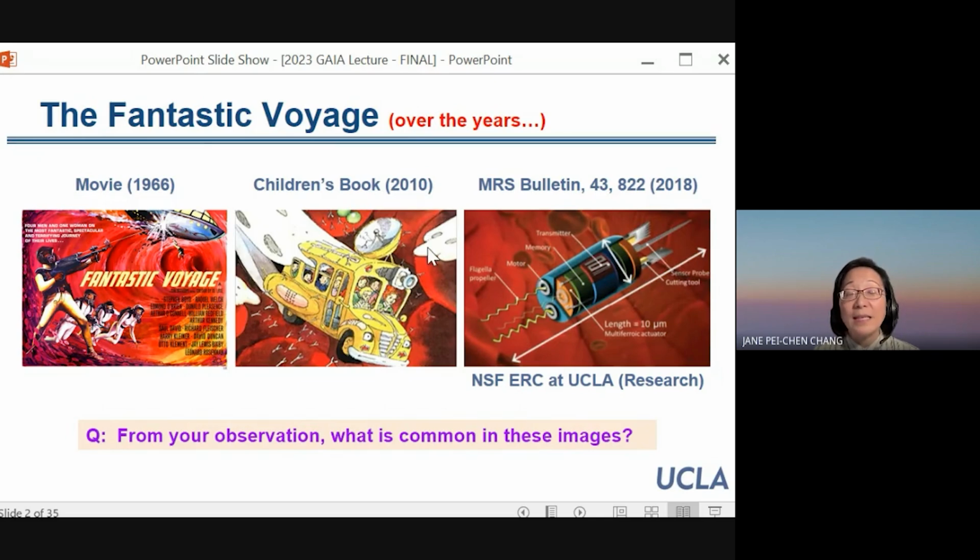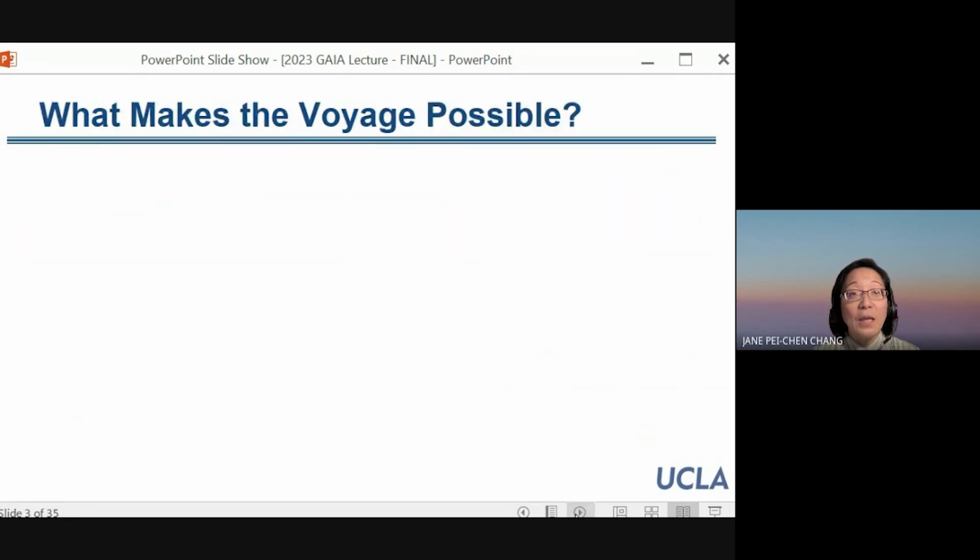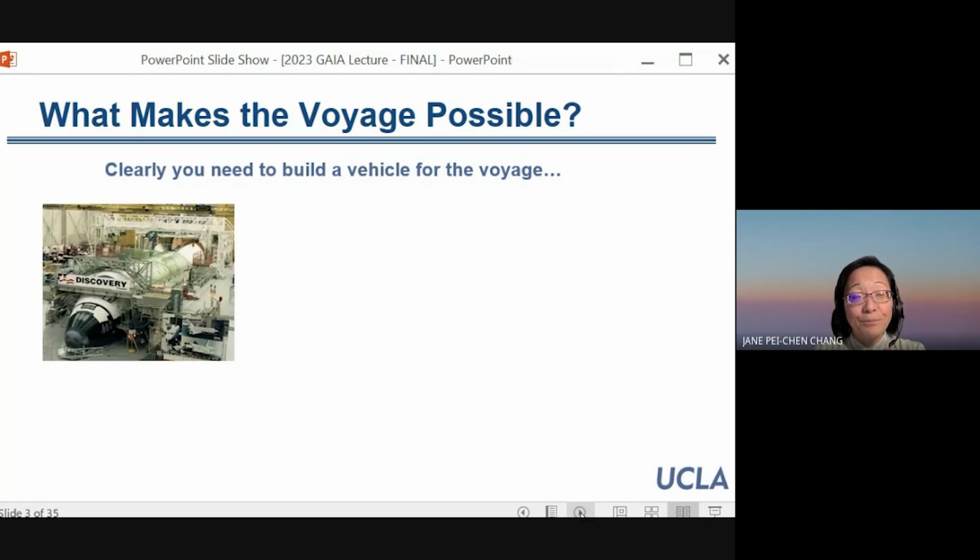The question is, if we really wanted to make such a vehicle, how should we be doing it? So in order to take a fantastic voyage, how can we make that possible? Clearly, we need to build such a vehicle, right? Let's look at the vehicles that humans have fabricated.